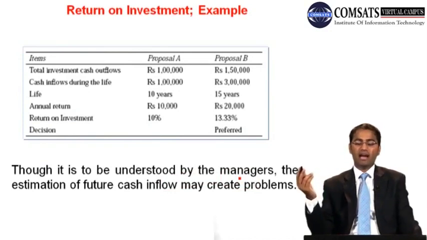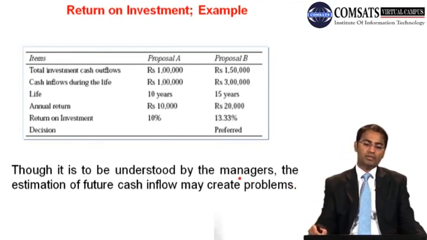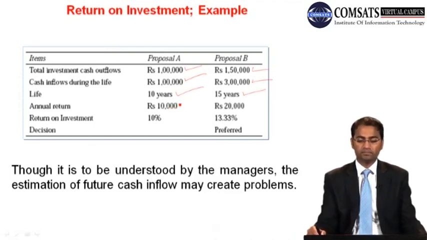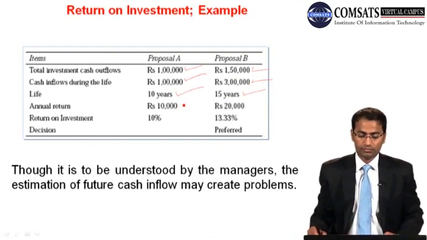Okay, let's say we have proposal number 1 and proposal number 2, and the total investment cash outflows are 1 lakh for proposal number 1, whereas outflows are 150 for the second, and cash inflows are 3 lakhs. So life is 10 years for the first and 15 years for the second proposal. So annual return is given over there.